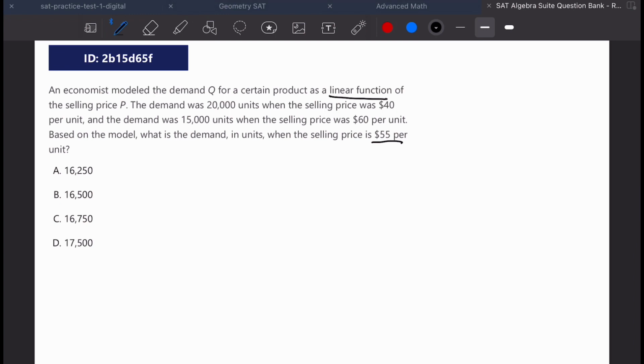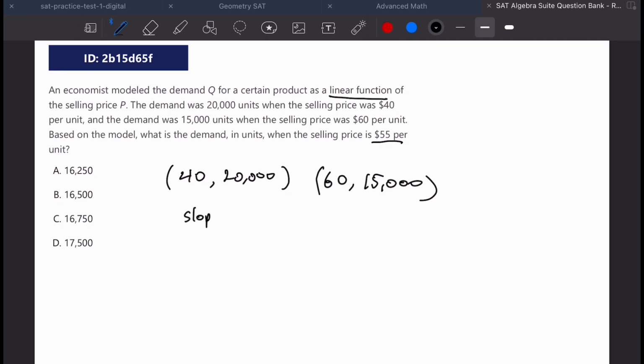Since we know that it's a linear function, we also know that when the selling price is $40, the demand was 15,000. And when the selling price was $60 per unit, the demand was, oh, I messed this up, 20,000 here and 15,000 here. So we can find a linear line equation off of this.